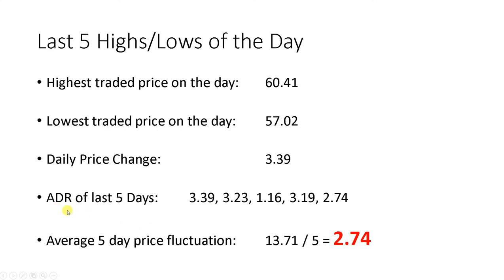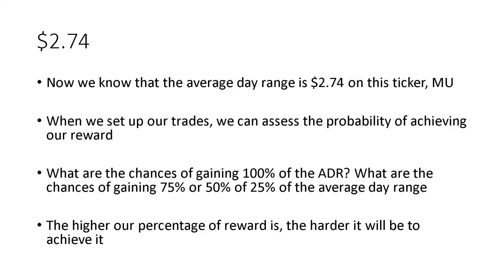Now, if we do the same thing over the last five trading periods, we will get the daily fluctuation for this particular stock. When we take this number and average it out, we can see that over the last five trading periods, the average daily fluctuation for this stock is $2.74. So now that we know that this ticker will on average move about $2.74 per day, we can use this information to help us assess the probabilities of achieving our reward.